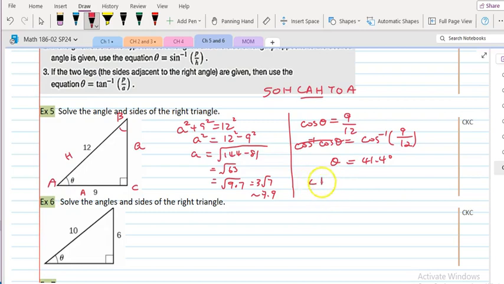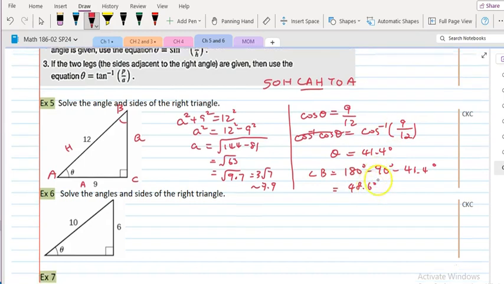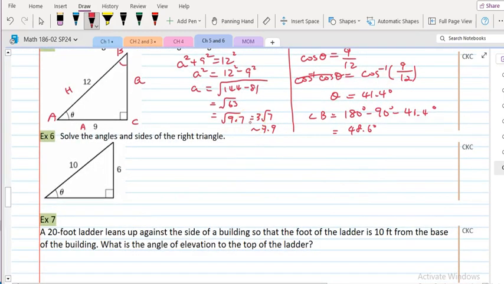What about angle B? Angle B will be 180 minus 90 minus 41.4. They are all in degrees, so I can actually just do 90 minus 41.4, also faster, 48.6. That's it. We solved the right triangle.